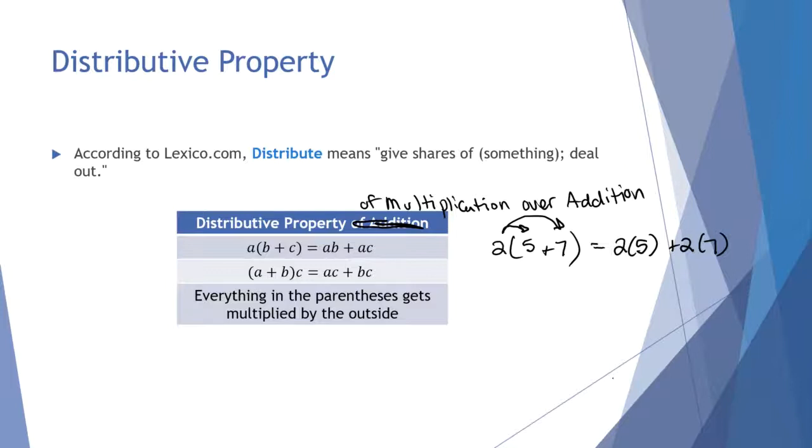If we follow the order of operations on the left, 5 plus 7 is 12. So we would have 2 times 12, and 2 times 12 is 24. If instead we distribute, and then we do the right side, 2 times 5 is 10, 2 times 7 is 14, 10 plus 14 is 24. So you get the same answer. So it's just another way of writing it, but they're equivalent. They mean the same thing.